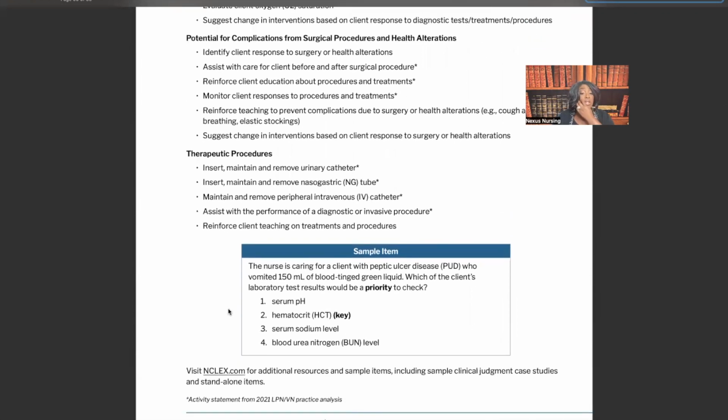Okay. The nurse is caring for a client with peptic ulcer disease who vomited 150 milliliters of blood-tinged green liquid. Which of the client's laboratory test results would be a priority check? The serum pH, the hematocrit, the serum sodium levels, or BUN? And the correct answer is the hematocrit.